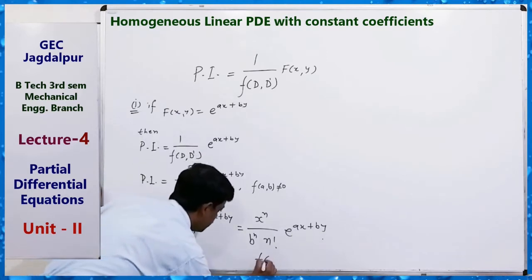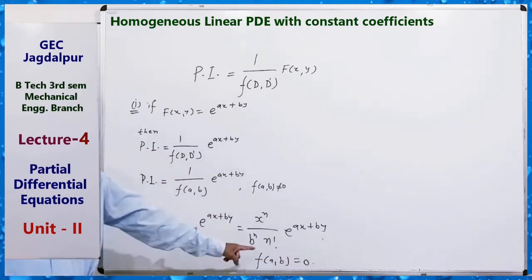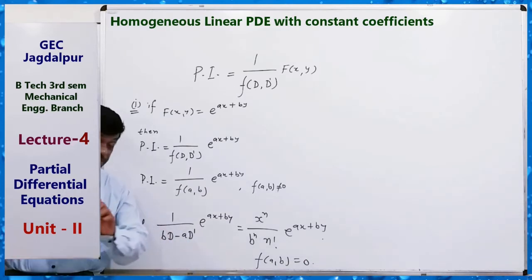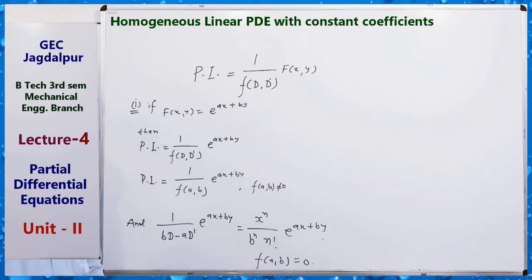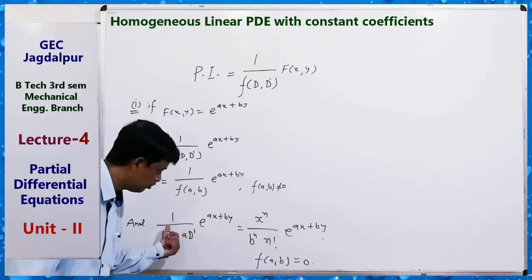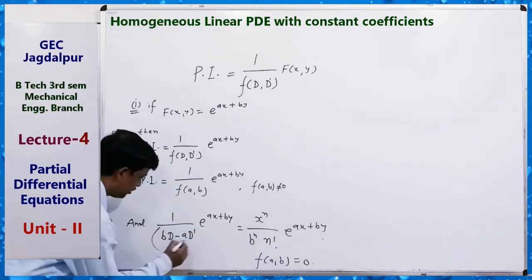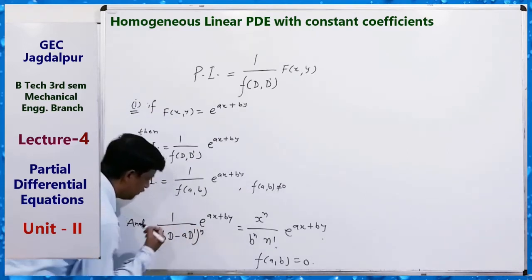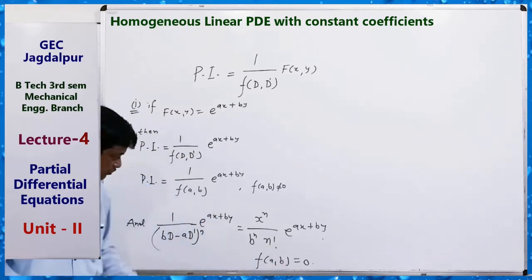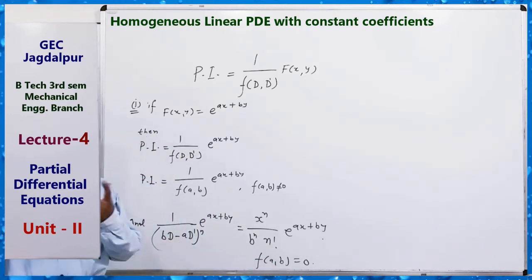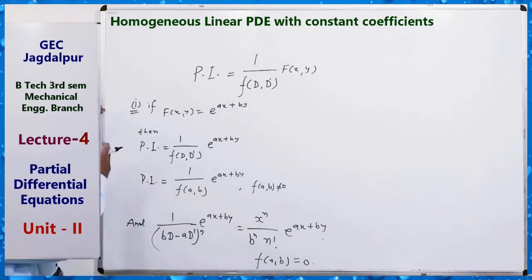This is for f(a,b) equals 0. If f(a,b) equals 0, it means there is a factor like this. So for that factor, we use this formula. If there are n factors, then this is the general formula. First, second.